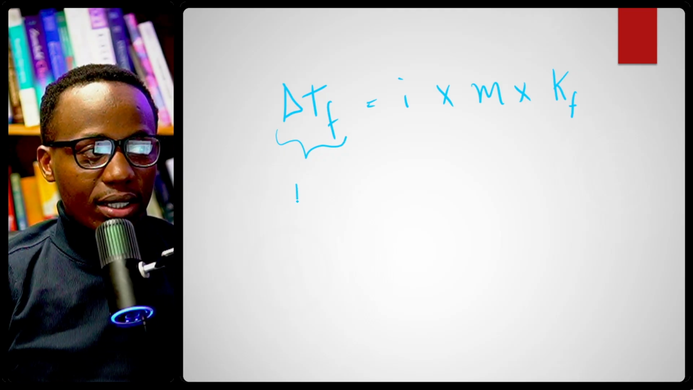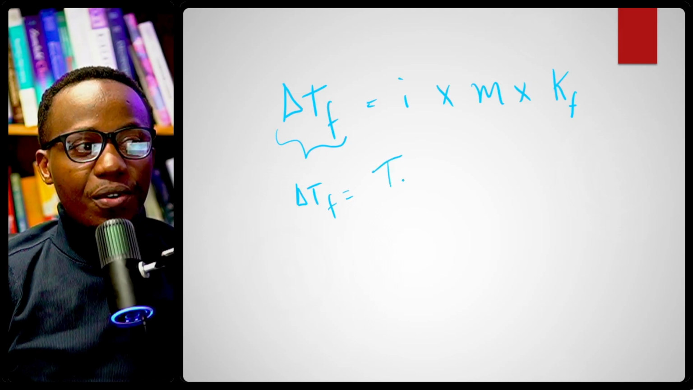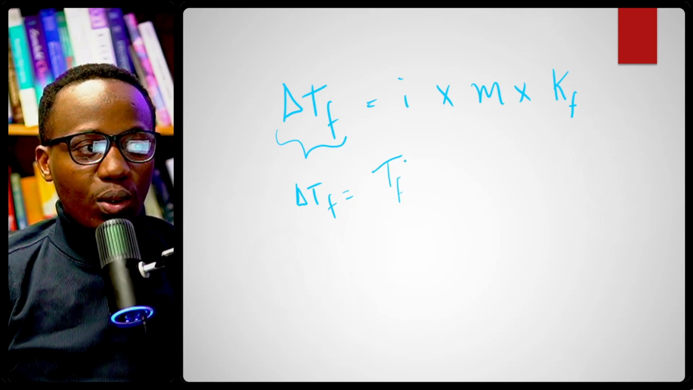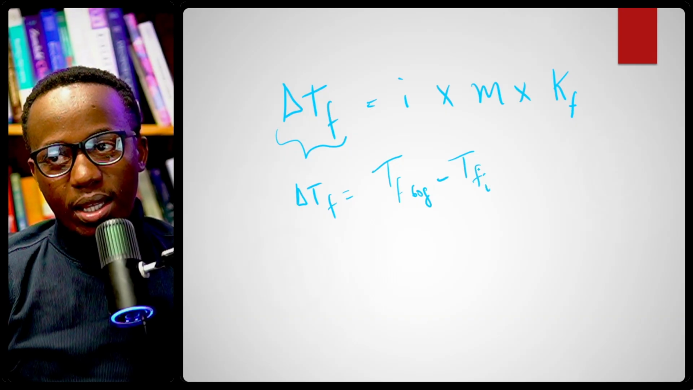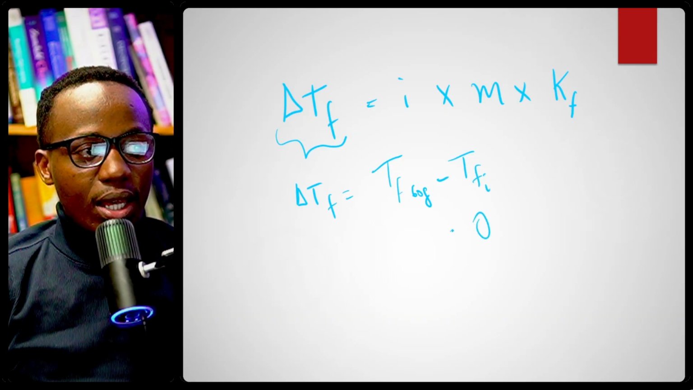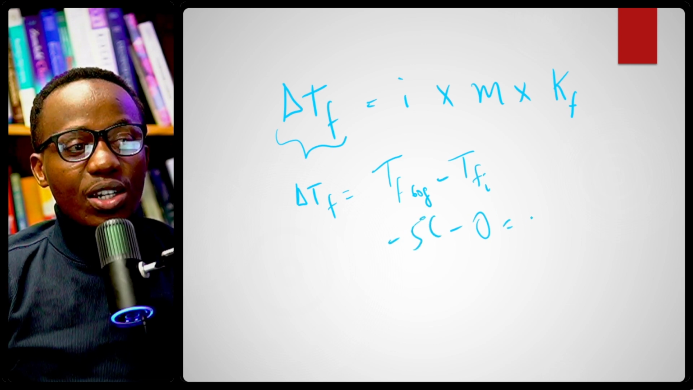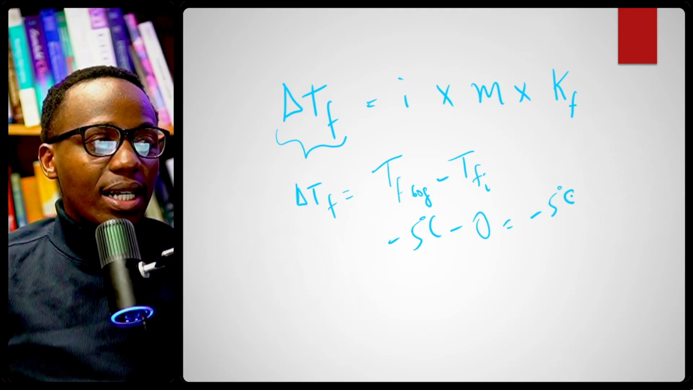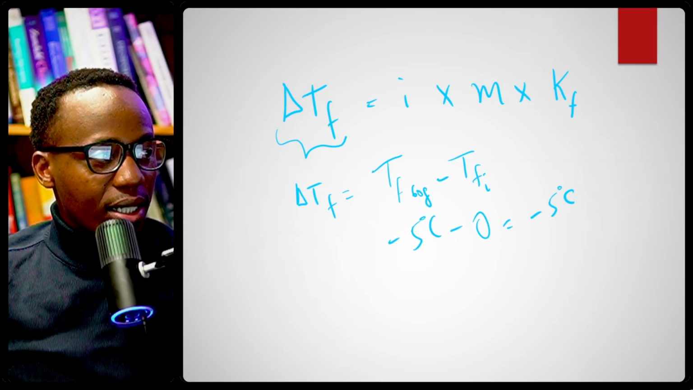And delta TF really is going to be the freezing temperature when you added salt, so the freezing temperature at like 6 grams of salt, minus the initial freezing temperature of water, and the initial freezing temperature of water is 0. And then maybe the new freezing point might be, I don't know, -5 degrees Celsius. So the new delta TF will be -5 degrees Celsius. So you're going to give me delta TF.